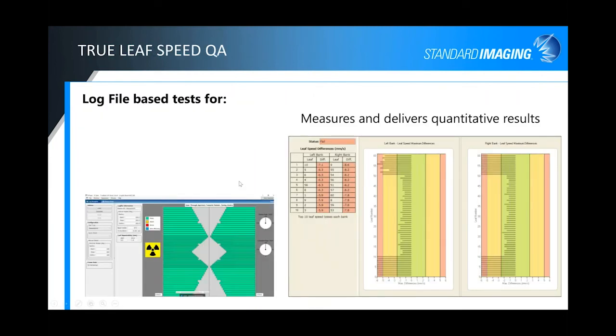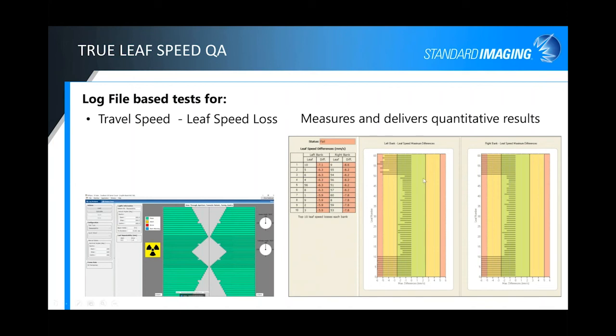We have log file based tests for the MLC, which does travel speed. It's a leaf speed loss test. It is actual leaf speed loss. It's not an average. We do have a nice white paper that was written expressing and showing how our true leaf speed is a better solution than some of the other systems out there that only do a relative or an average of leaf speed.